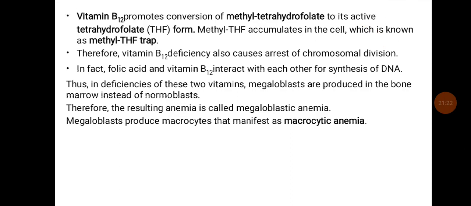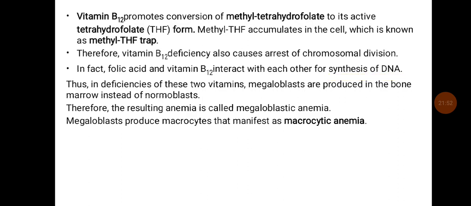So vitamin B12 promotes the conversion of methyl tetrahydrofolate to its active tetrahydrofolate form. The methyl tetrahydrofolate accumulates in the cell, which is known as the methyl THF trap. Therefore, vitamin B12 deficiency also causes arrest of chromosomal division. In fact, folic acid and vitamin B12 interact with each other for the synthesis of DNA.